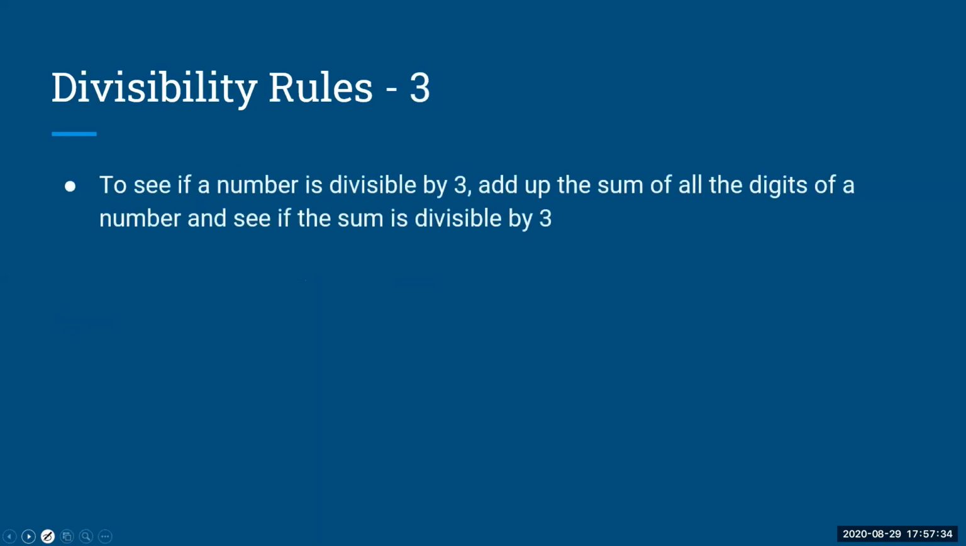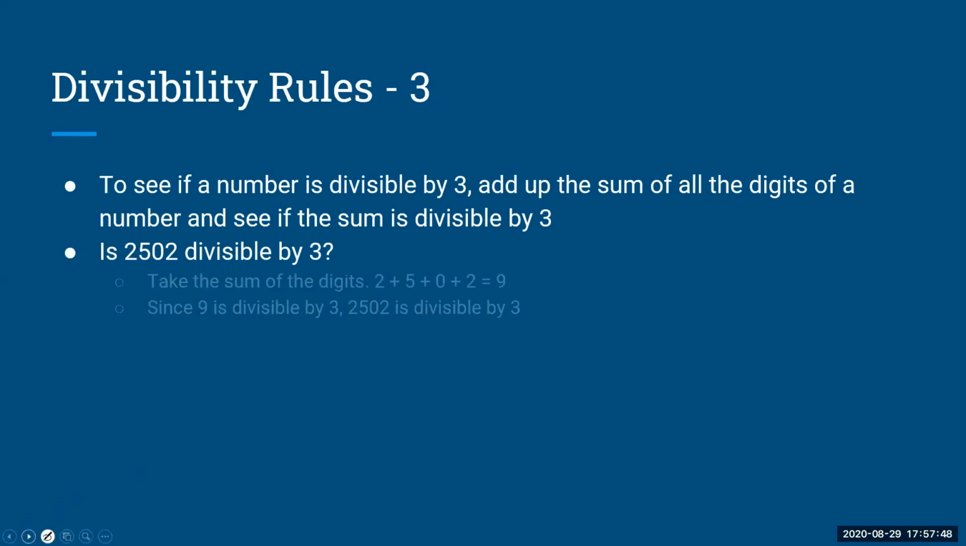All right, 3. A number is divisible by 3 if you add up the sum of all the digits of the number and the sum is divisible by 3 itself. So for example, is 2,502 divisible by 3? Well, take the sum of the digits: 2 plus 5 plus 0 plus 2 would be 9, right? Because 2 plus 5 is 7, plus 2 is 9.